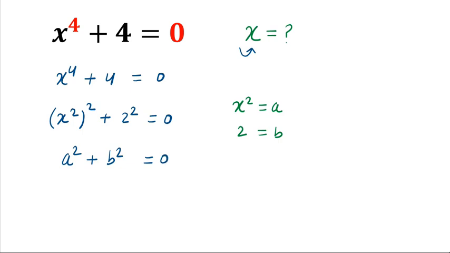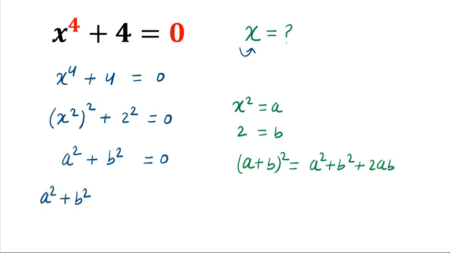And we know the algebraic identity that a plus b whole square is equal to a square plus b square plus 2 times ab. Here 2 times ab is missing. So on the left hand side a square plus b square, and if we add 2 times ab and subtract 2 times ab, this is equal to 0.